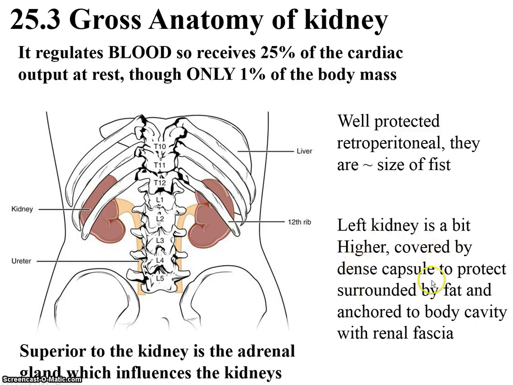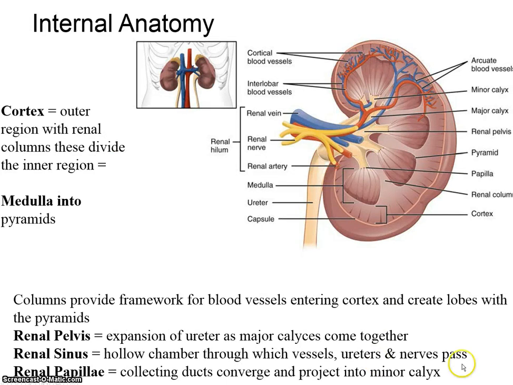They're covered by a dense capsule and surrounded by fats. They're really packed in place and anchored to the body cavity with, again, more renal fascia with connective tissue, right? So just really plastered in place when you see them in the fetal pigs, all right? On top of our kidneys are the adrenal glands, and you always see these called suprarenal, right, superior to the renal. And these, of course, have influence on the kidneys, and specifically in the aldosterone that we'll talk about in this chapter, all right?